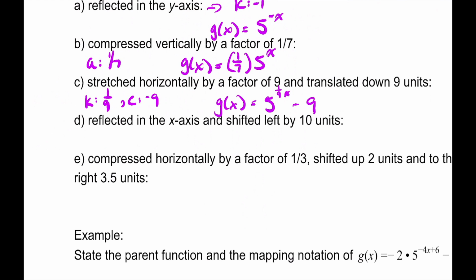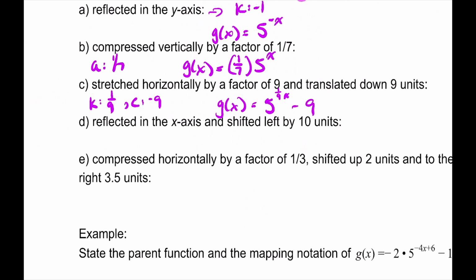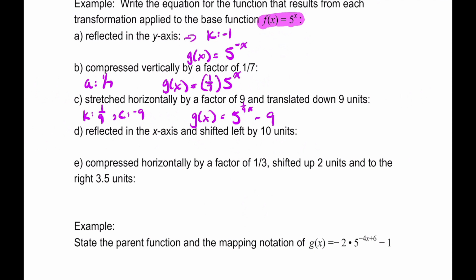So reflected in the x-axis, so this is actually a vertical reflection, and that means it implies that my a value then is going to be negative, and since it's not stretched or compressed, we're going to assume that's negative 1. It's shifted to the left by 10 units. So to the left, that means that d is actually going to be negative 10.